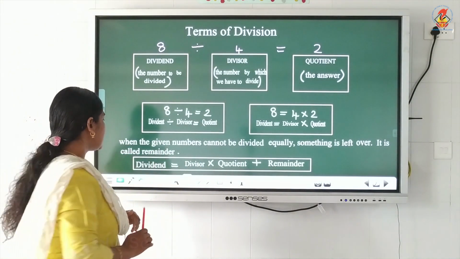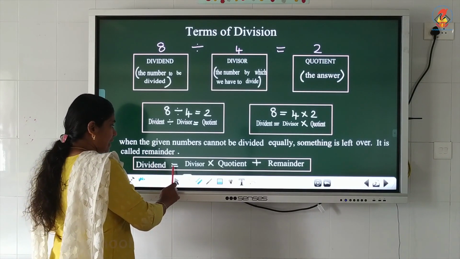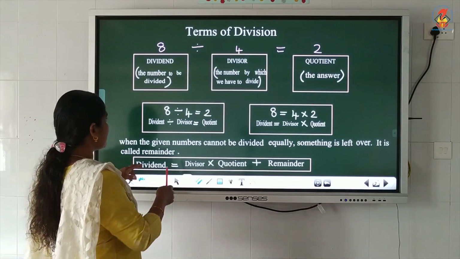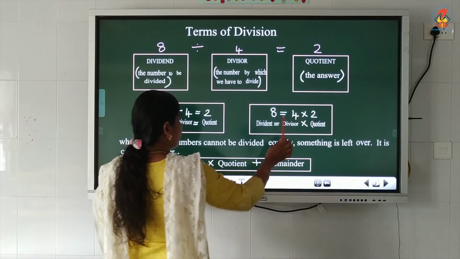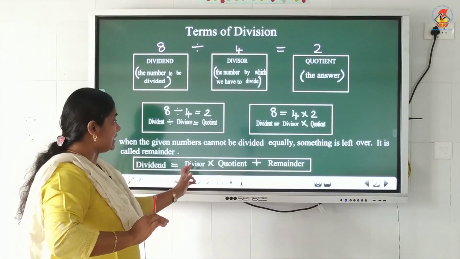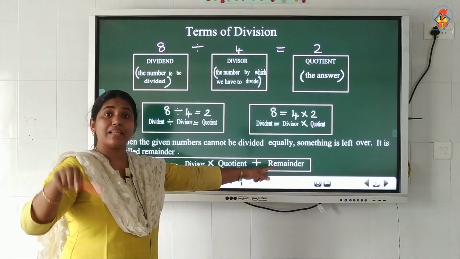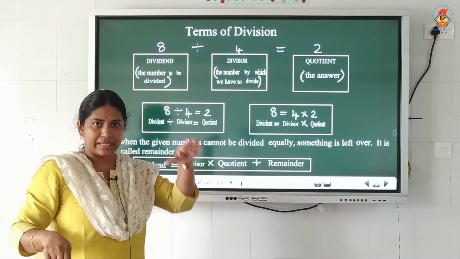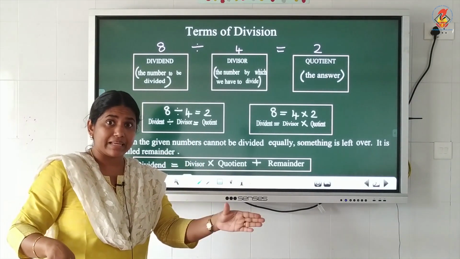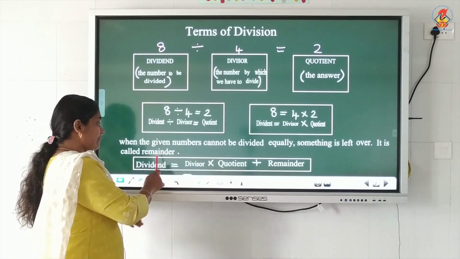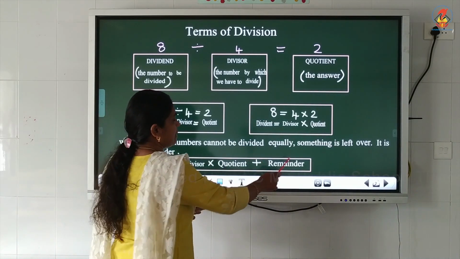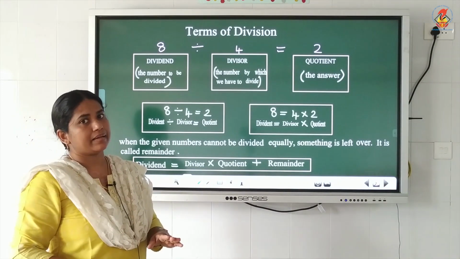Understood, children? So, if the remainders are there, we can't write like this: dividend is equal to divisor into quotient. Divisor into quotient plus that leftover number, remainder will be also there. So, in cases of remainders, we have to say like this: dividend is equal to divisor into quotient plus remainder. Is it clear?